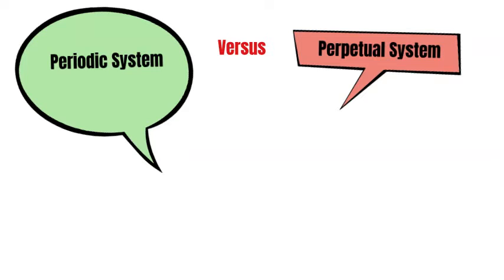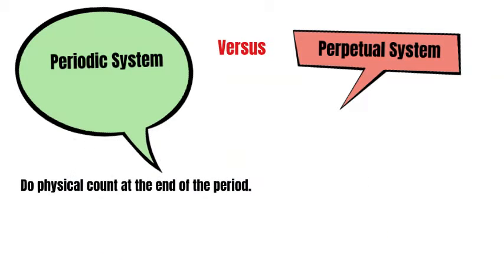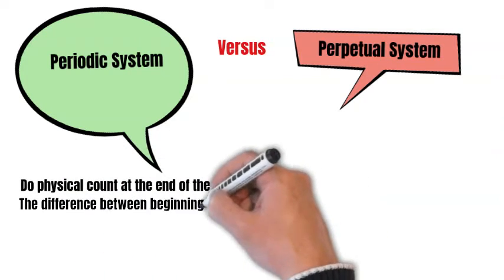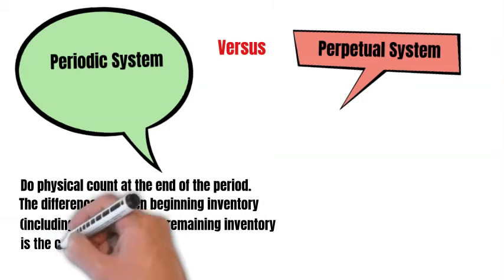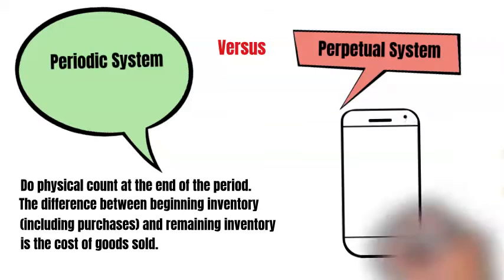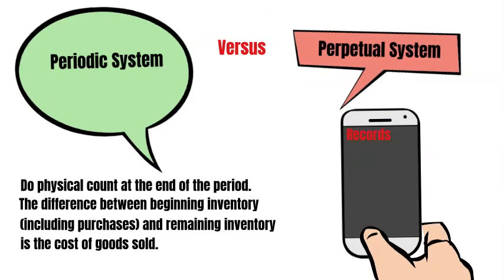This illustration shows the process and time difference of the two systems. In periodic system they do physical count at the end of the period, the difference between beginning inventory including net purchases, and remaining inventory as the cost of goods sold. While in perpetual system, they record continuously the details of every purchase and sale on a real-time basis.